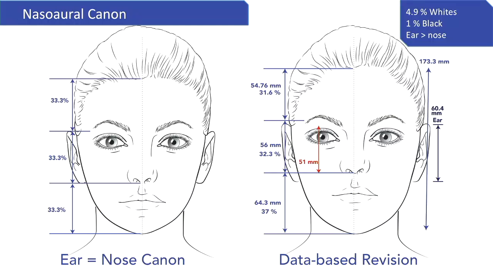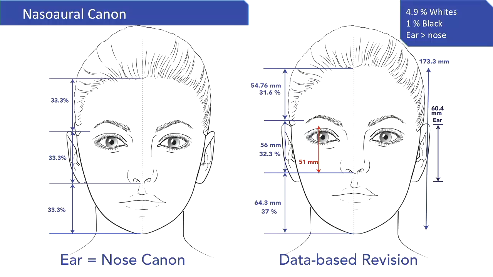So the ear to nose canon, so your nose length is equal to your ear length. If anyone's seen an older gentleman, you'll know that's really not true. But even looking at 20 to 25-year-olds, generally the ear is larger than the nose. And I was always taught to line the ear up with the top of the brow and the bottom of the nose, and that's just not quite accurate.